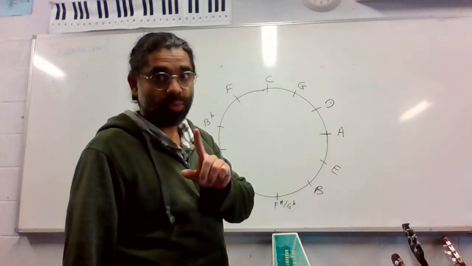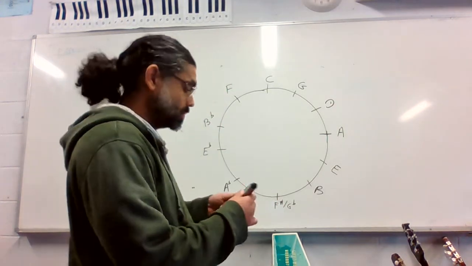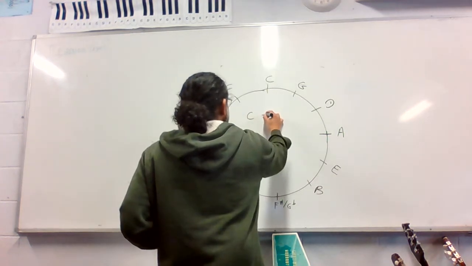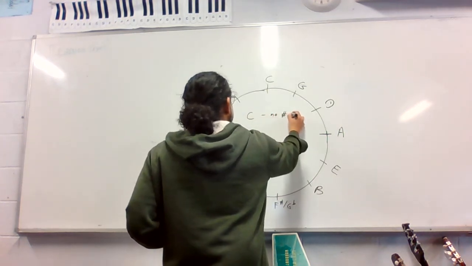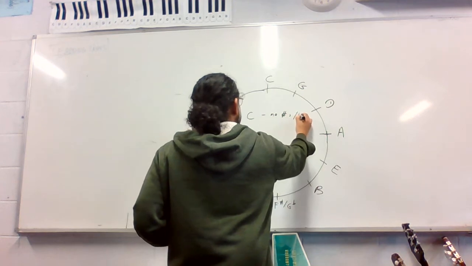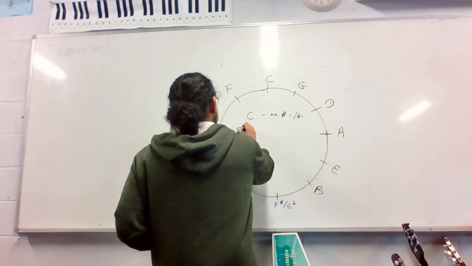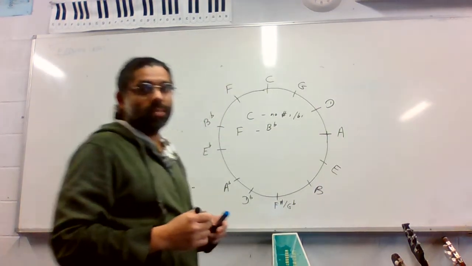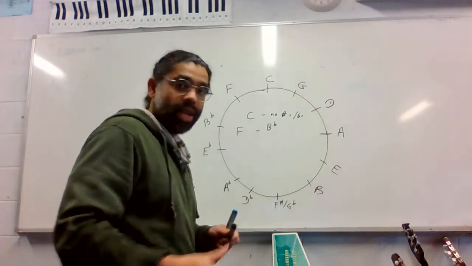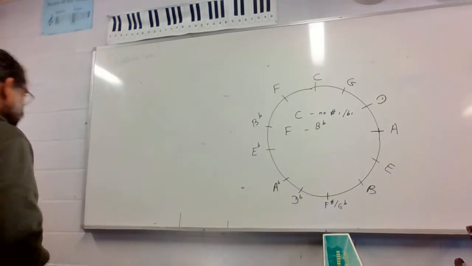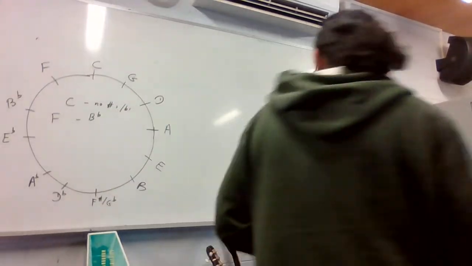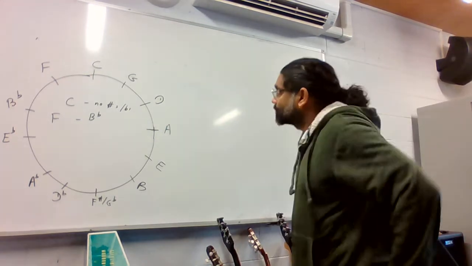All you need to remember is one very important rule. C has no sharps or flats, and F has a B flat. That's all you need to remember. Now with the flat keys, it's very simple. I'm running out of room. Maybe I'll write the rules here.